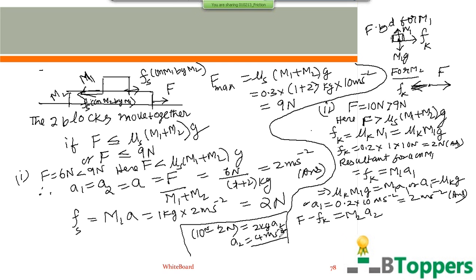Of course, these accelerations hold good until the two blocks get separated from each other. That means we have done the calculation for the situation just after the force is applied. So the magnitude of acceleration of M1 is 2 meter per second square, the magnitude of acceleration of M2 is 4 meter per second square, and the magnitude of kinetic friction is 2 newtons. So these are the answers.